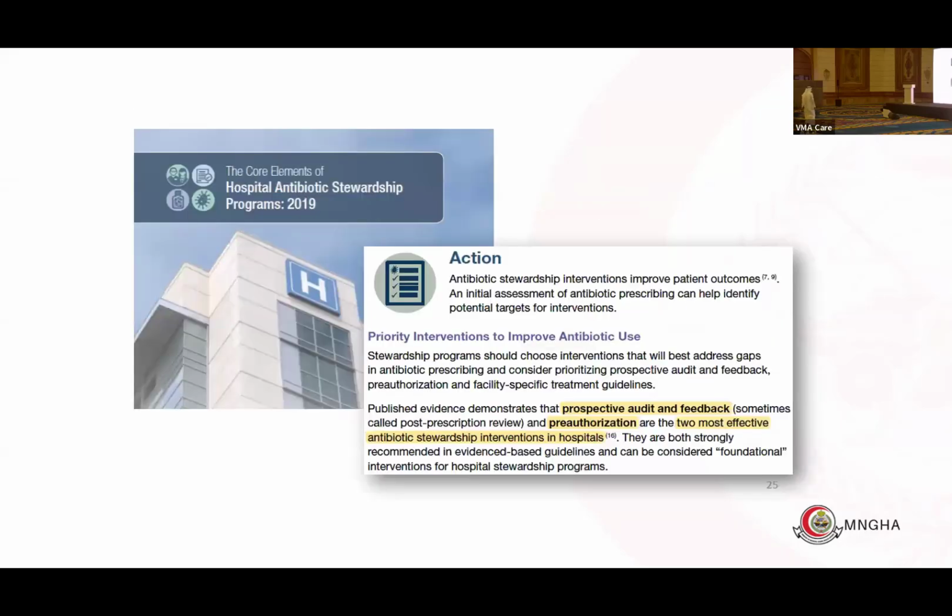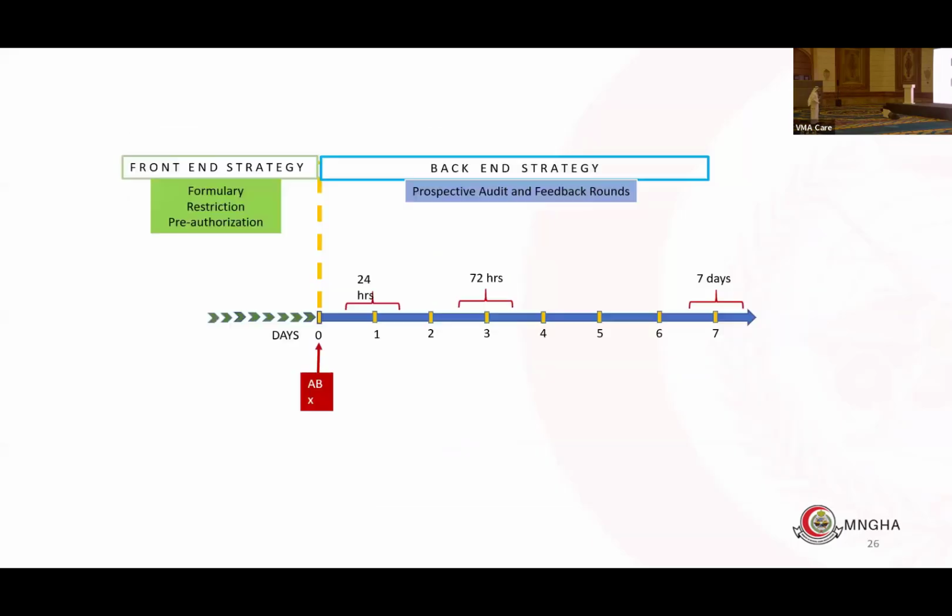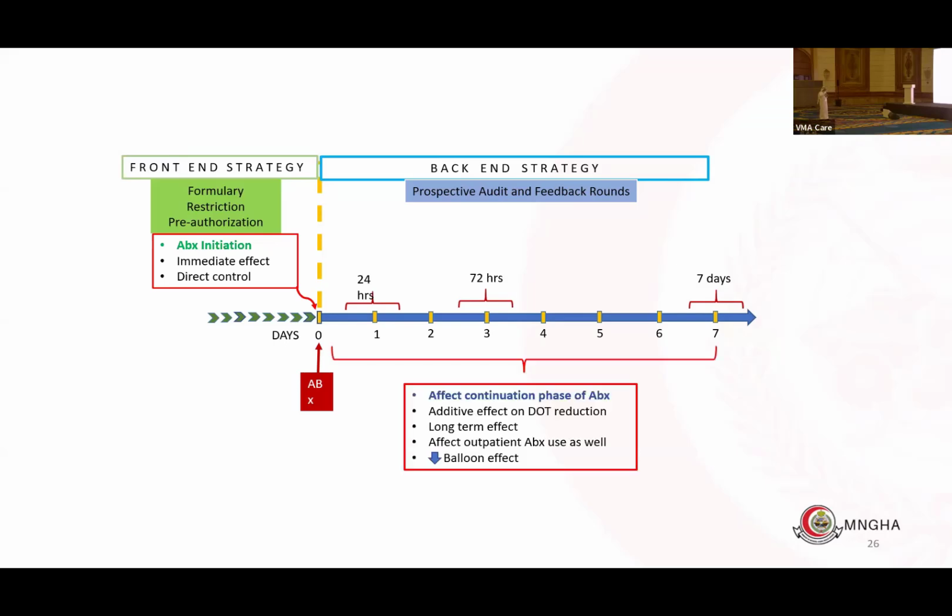Here in the guideline, they mention that prospective audit and feedback and restriction and pre-authorization are the two most effective antibiotic stewardship interventions in hospitals. And you need to apply them all if you can, and if your system allows for that. Why both? Because in the front-end strategy, by doing formulary restriction, I will target the immediate effect and direct control of the antibiotic. And with BAF, I will optimize the additive effect on DOT reduction, the long-term effect, and also decrease the balloon effect. So applying both interventions is the best for any ASP program.